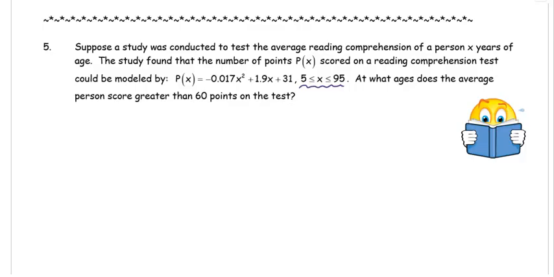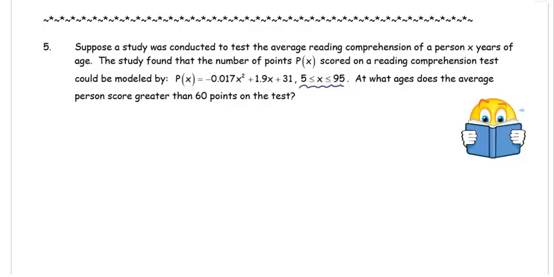Now it says, at what ages does the average person score greater than 60 points? Let's think about why we have that domain there. If we're going 5 to 95, can a 2-year-old necessarily read? Probably not. So we're saying that the minimum reading age is 5. Why is the maximum age 95? Do we have people who are living to 200 years old? Probably not, which is why we're cutting off that maximum age at 95.